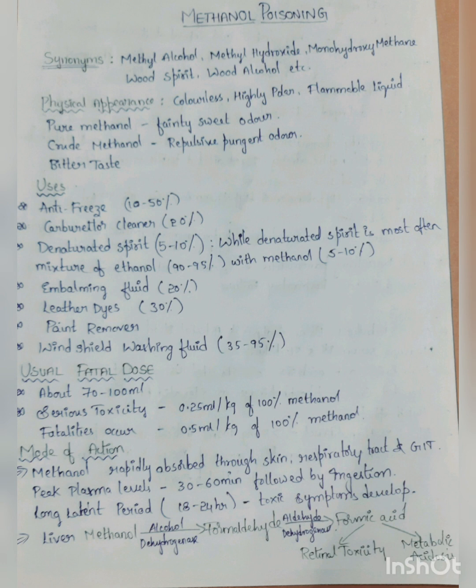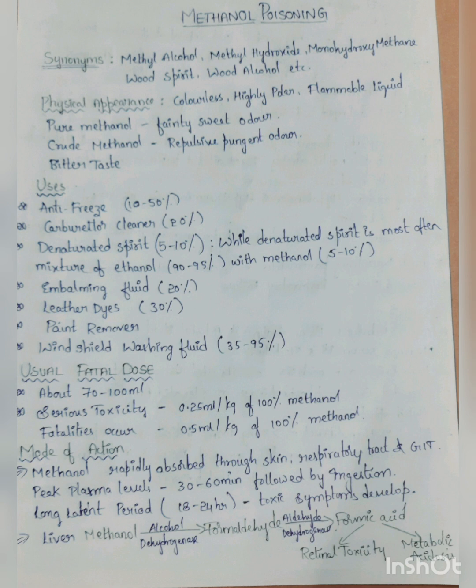Denatured spirit contains 90 to 95% of ethanol plus 5 to 10% of methanol. Embalming fluid: embalming fluid is a fluid used to prevent the decomposition of the body after death. Leather dyes, paint removers, windshield washing fluid, etc. I have mentioned the percentage of methanol used. This is not necessary to remember. If you remember, it's well and good.